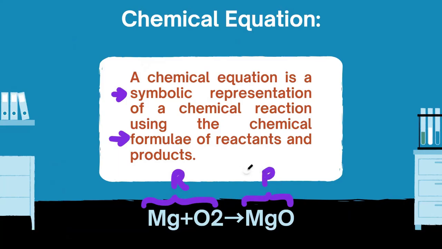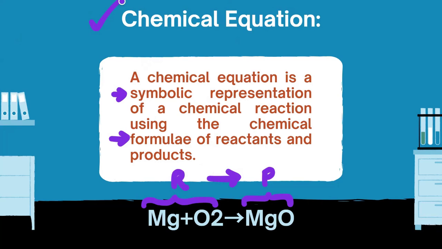We are writing the reactants at the left hand side of the equation and products at the right hand side of the equation, and we are representing the change with an arrow. An arrow head points towards the product. So this symbolic representation of a chemical reaction is called a chemical equation. I hope you all understood and recall what a chemical equation is.